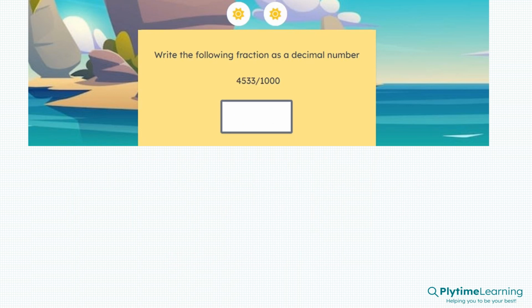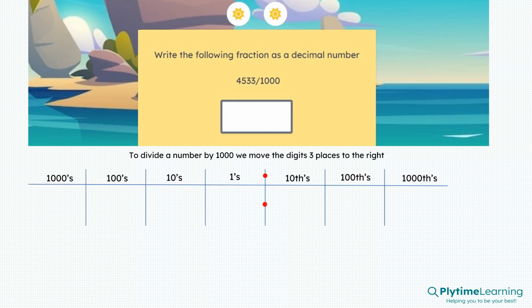Write the following fraction as a decimal number, 4,533 divided by 1000. To divide a number by 1000, we move the digits 3 places to the right. If we have our columns, we write 4,533. We move it 3 places to the right. 1, 2, 3. We don't need any zeros because we already have a number in the ones column. So 4,533 divided by 1000 equals 4,533 thousandths, or 4.533. In the answer box we write 4.533.